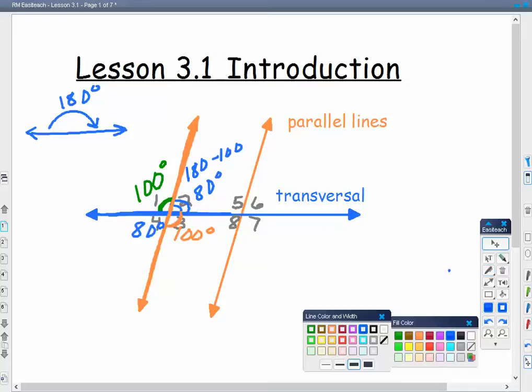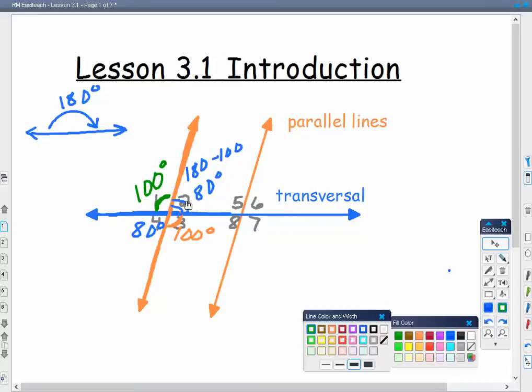So we've got lots and lots of vocabulary that we're going to take a look at and record here in just a minute. But I wanted to show you some of these things before we get into the vocabulary. So one vocabulary term is supplementary angles. Supplementary angles are two angles that have a sum of 180 degrees. So basically two angles that make that straight line. So if we take a look here, angle 1, which is 100 degrees, and angle 2 over here, which is the 80-degree angle, those two are supplementary angles.